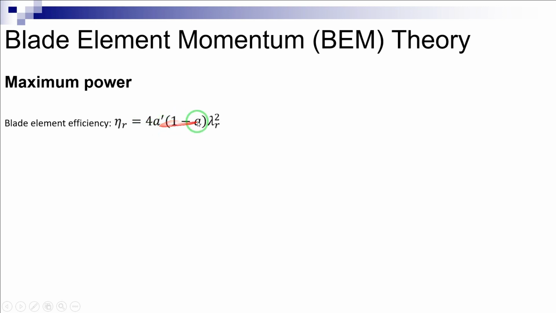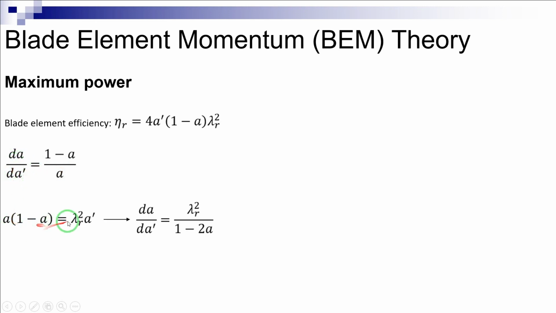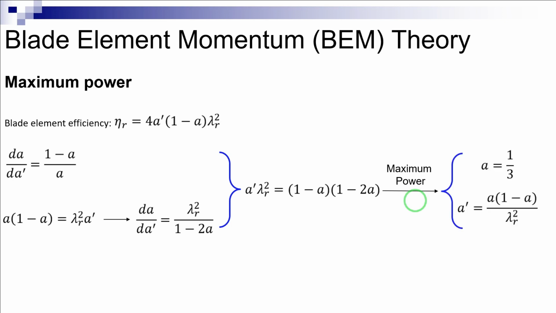From this procedure, we can obtain this equation, dA divided by dA prime. From this equation, it is possible to write this equation. Therefore, these equations together give this one. So it can be shown that the values of a prime and a, which maximize the incremental power, are as follows. Note that the value of the axial induction factor a giving the maximum power is the same as that for the case without rotation.